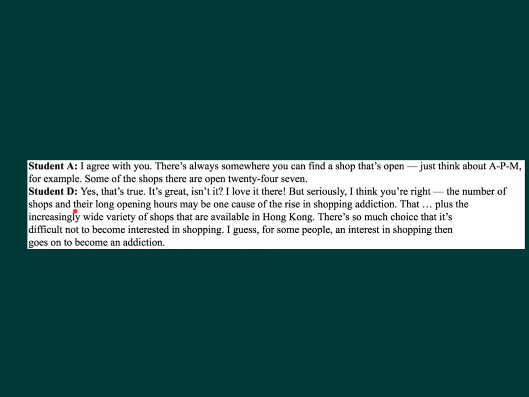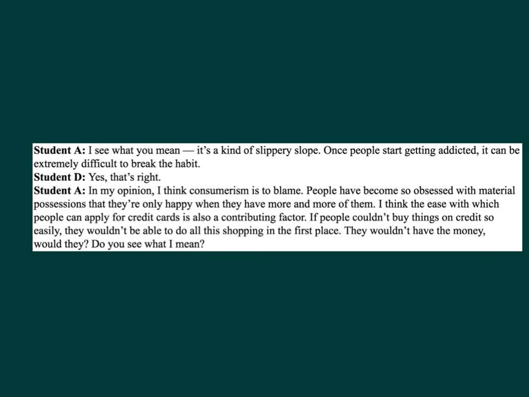The number of shops and the long opening hours may be one cause of the rise in shopping addiction. That plus the increasingly wide variety of shops that are available in Hong Kong. There's so much choice that it's difficult not to become interested in shopping. I guess for some people, an interest in shopping then goes on to become an addiction. Student C says, I see what you mean. It's a kind of slippery slope. Once people start getting addicted, it can be extremely difficult to break the habit.